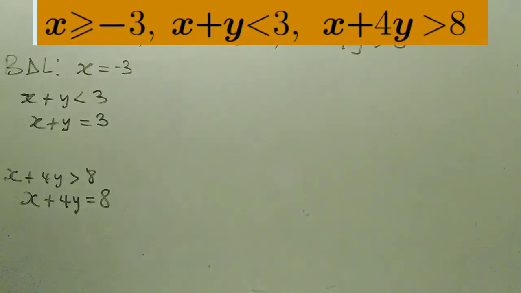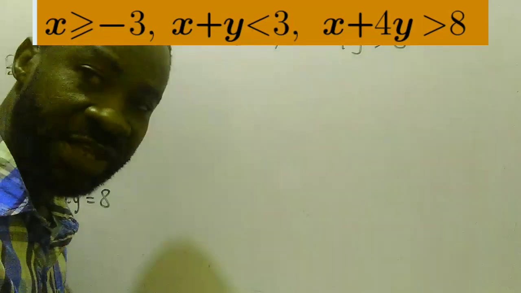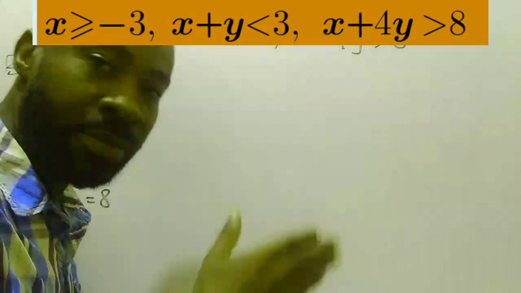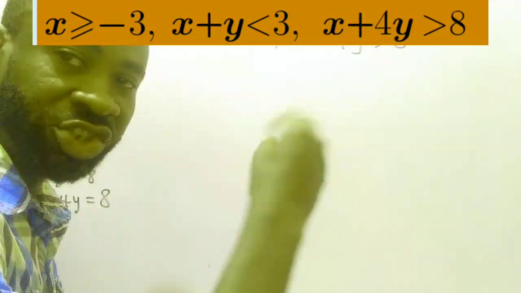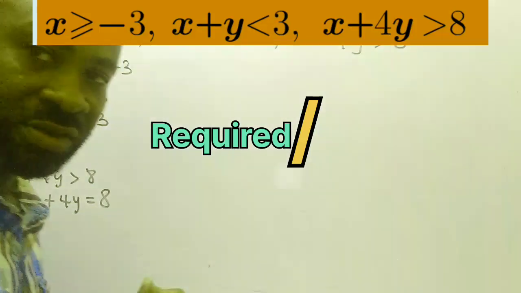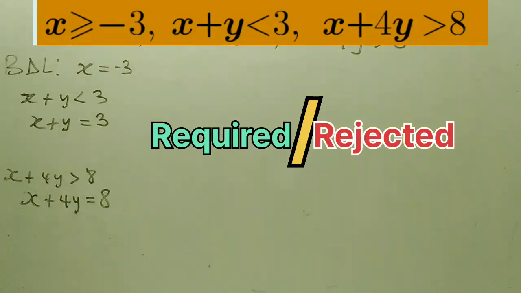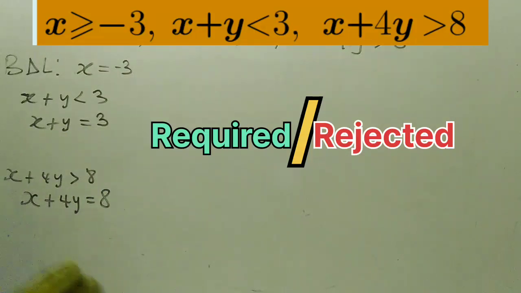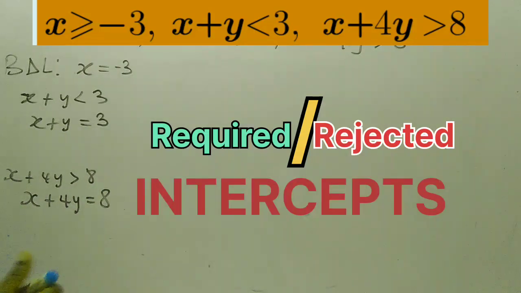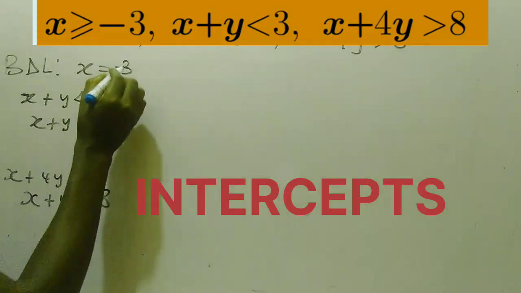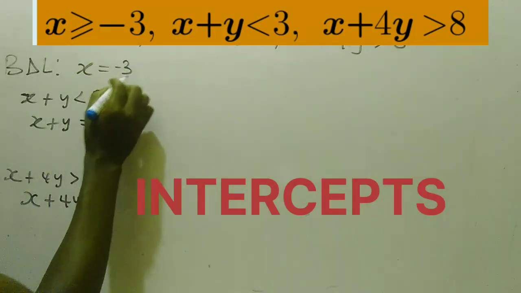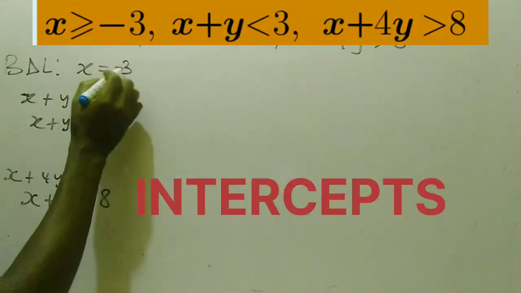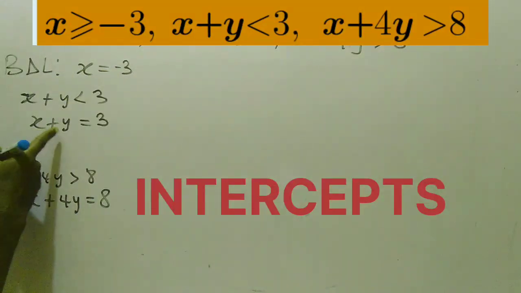Now the boundary lines are just, we are changing these inequality symbols to equations. Okay, now what this boundary line does is that it shows us the demarcation between the required region and the rejected region. Okay, so let's go ahead. Now we're also going to use this boundary line equation to get the intercepts. So let's get the intercept now. Now this is already x equal to -3, so this is an intercept already because the line will pass through this point. Now let's look at this other one.